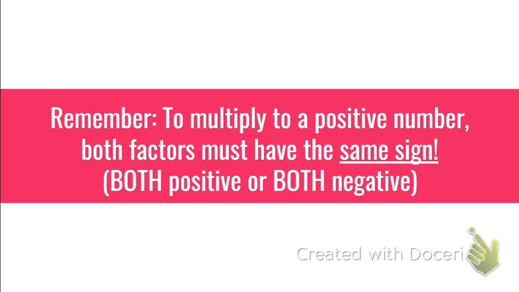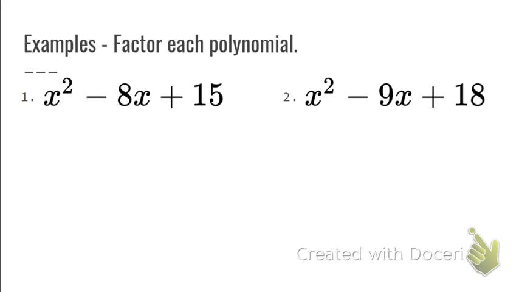Before we get into this, remember that to multiply to a positive number, both factors must have the same sign. So they both need to be positive or they both need to be negative. So we need to factor these polynomials. Remember from yesterday that our answers will be two sets of parentheses. That's how we will write these as multiplication problems.